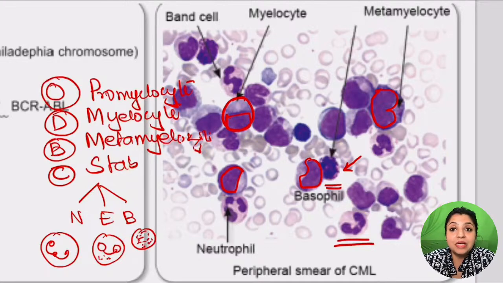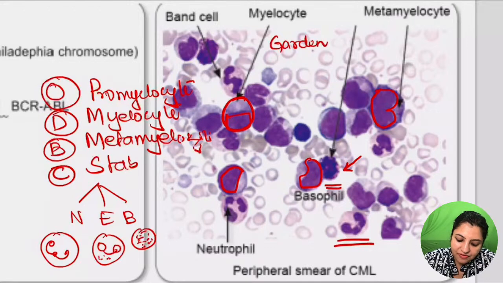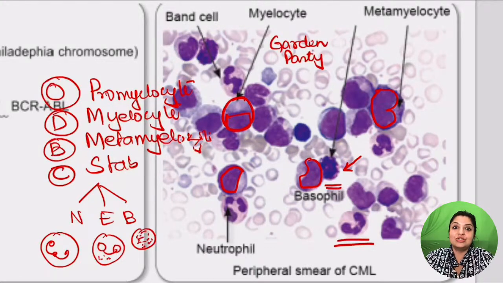This appearance is called a garden party appearance. When you go to a garden party, you wear different dresses and go, isn't it? So it's like you're wearing different dresses and you're going into the peripheral blood. So there are various types of cells in the peripheral blood, and whenever they give you an exam picture like this, it is your CML. Remember that point.